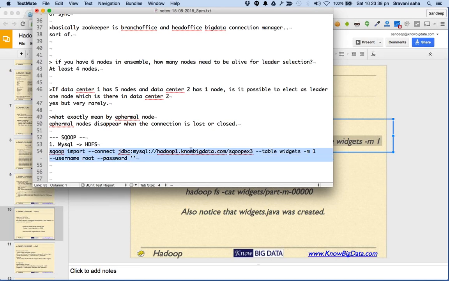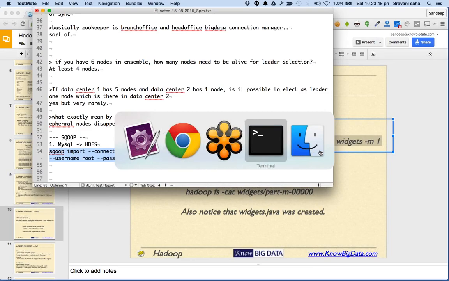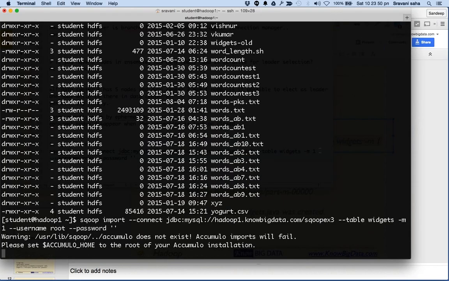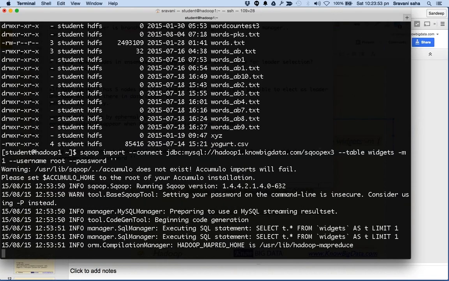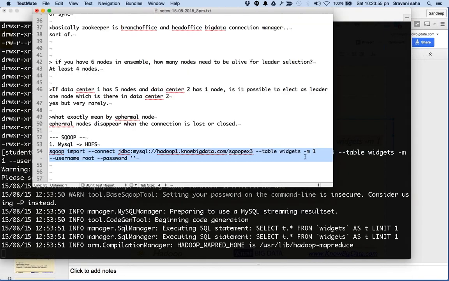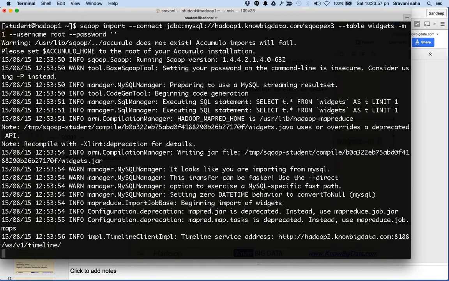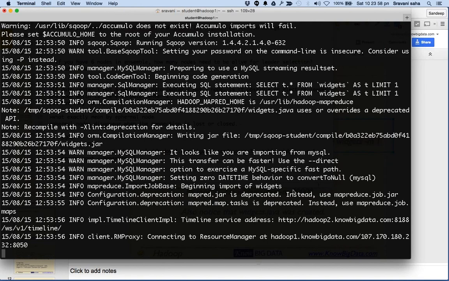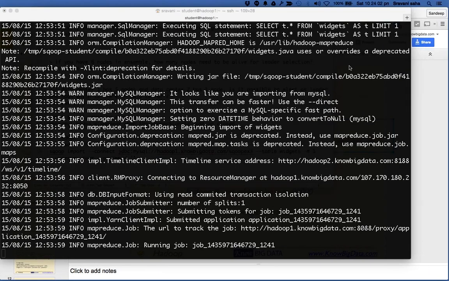Okay, so let's have a look at it. Also, I'm providing a username called root, password empty, and number of maps as 1. Okay, my M1. So I'm telling it to run only on one node. That's all. Had our data been bigger, it could have been more effective if you use multiple maps.